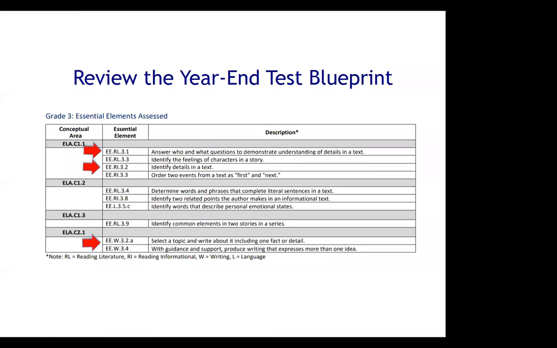Within our blueprints for Oklahoma, it has the year-end test blueprint. And this is what most teachers utilize in Oklahoma, since the instructionally embedded assessments are optional. A lot of teachers will just look at the essential elements that are going to be on the year-end test. And so these are going to be covered, which is another great place to start when you're trying to choose essential elements for the students.